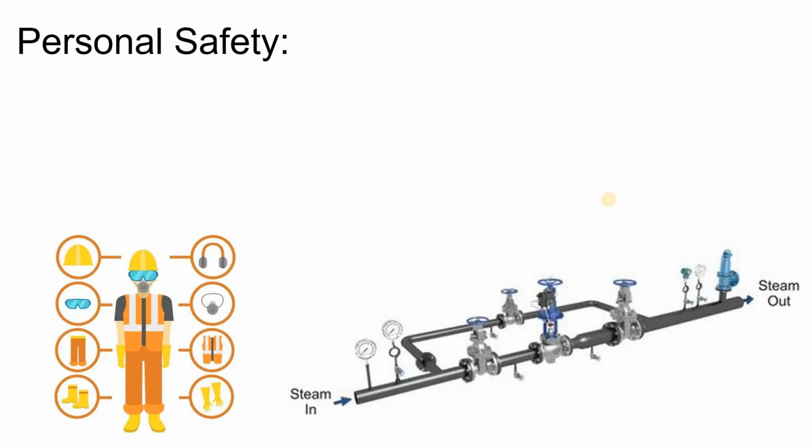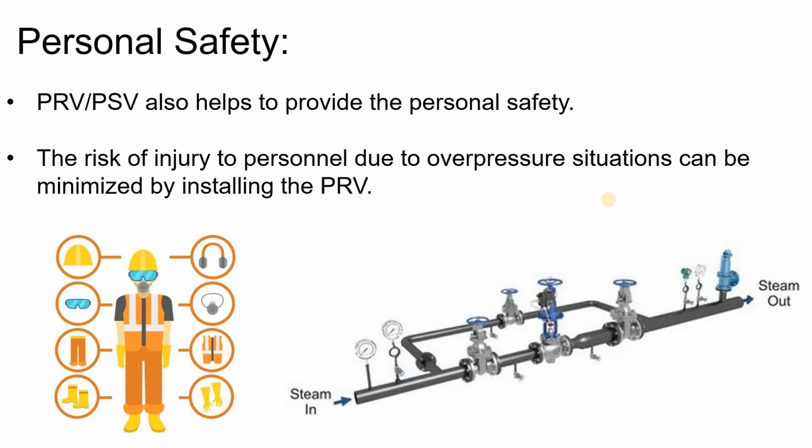And as well, in a plant, personal safety is very important, right? Personal safety comes first of all. So the PSV and PRV is installed in the pressurized vessel. It is also provided in the steam line, as we have discussed. So this PSV and PRV helps to provide personal safety.